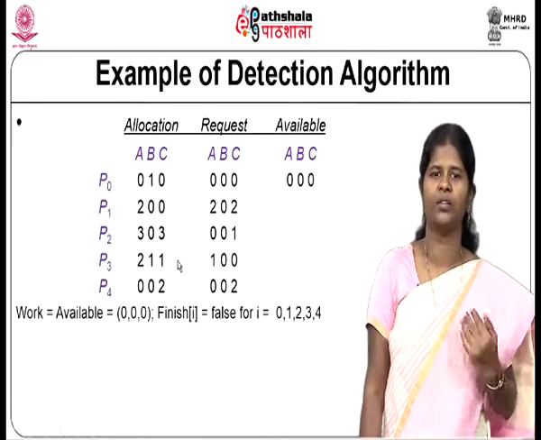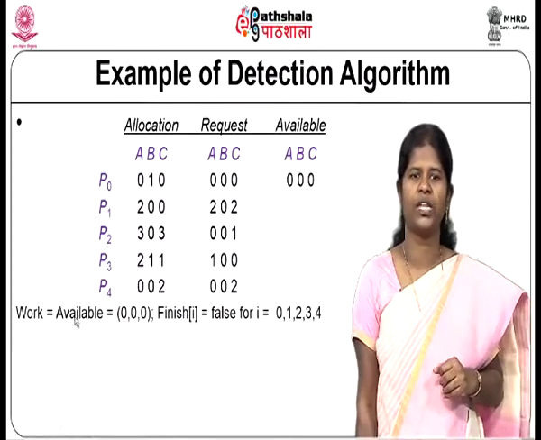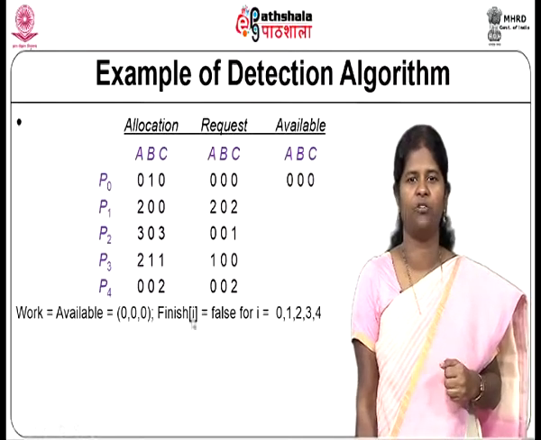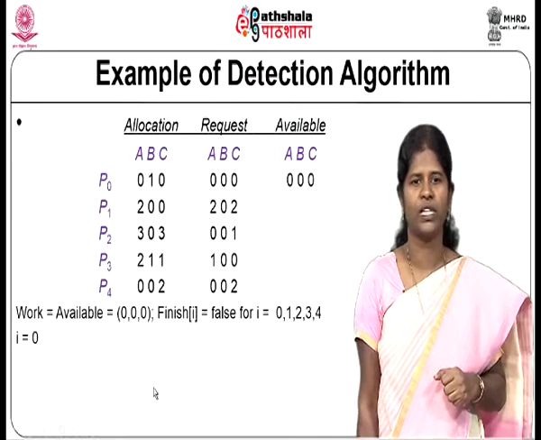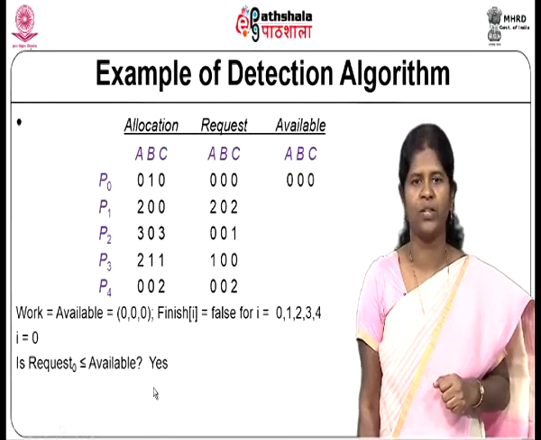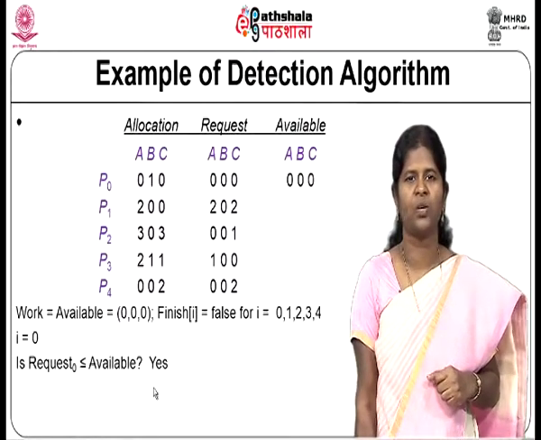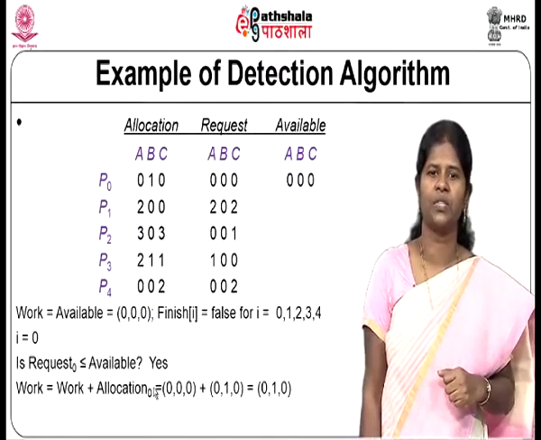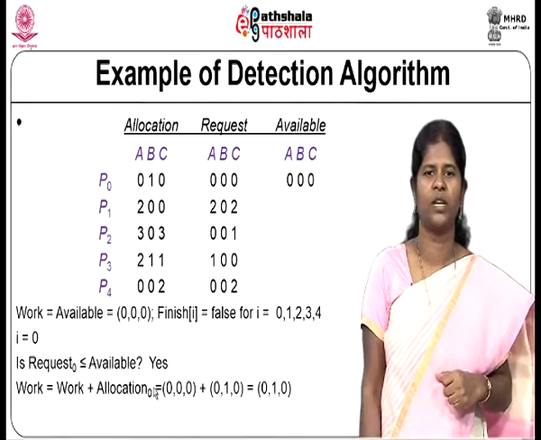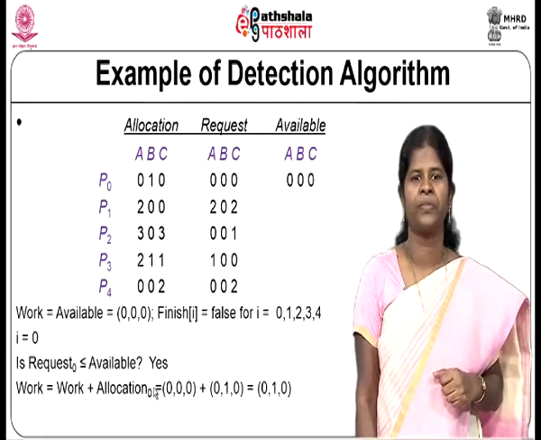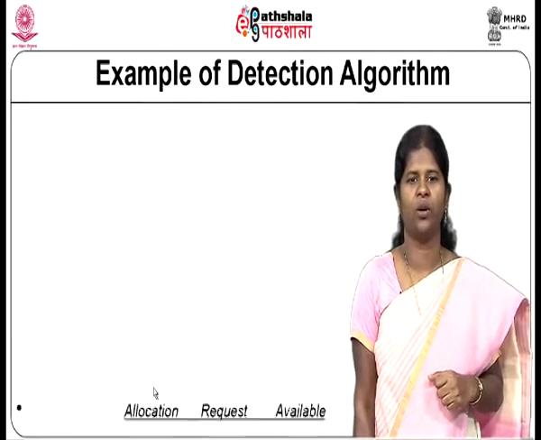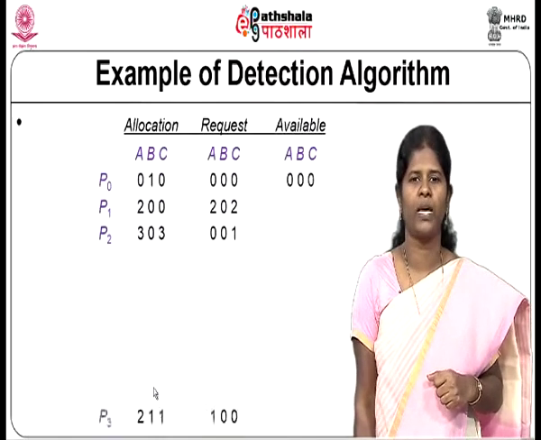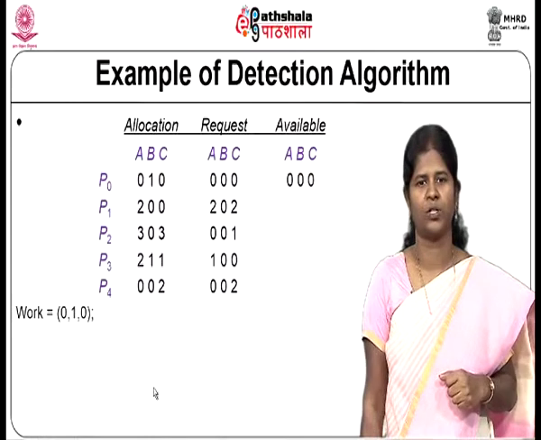Now we run through this algorithm. We check if request is less than or equal to available for all of the processes. First process P0, request 0 is less than or equal to available, fine. So whatever is allocated to P0 will be released. Work becomes 0, 0, 0 plus 0, 1, 0, so it becomes 0, 1, 0. Now with 0, 1, 0, we try to find out if we can satisfy the requests of the other processes.